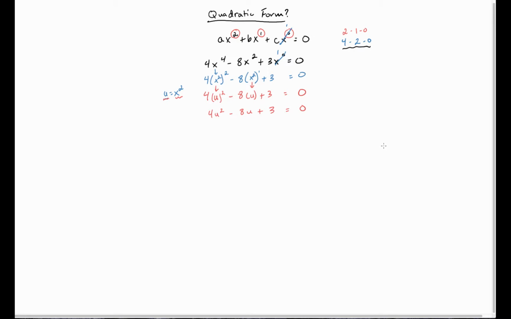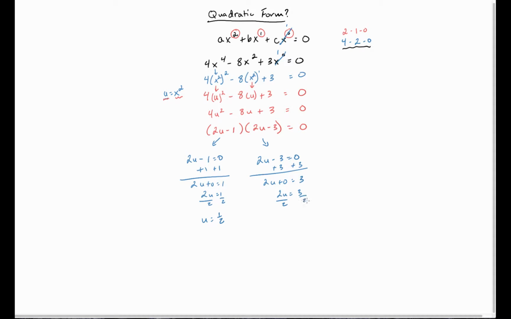And there we go. Now we can just factor this the way we normally would. There we go. And now I'm going to use the zero product property to solve for u. All right, now I know what u is, but I don't really care what u is, right? I care what x is. Fortunately, I know that for every u, I can just replace it with an x squared. So I'm going to do that.